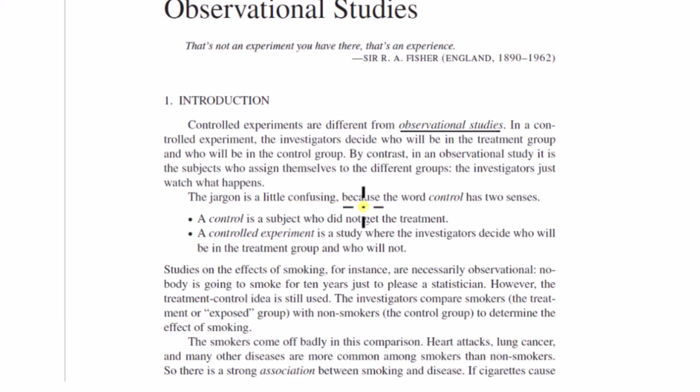The jargon is a little confusing because the word control has two senses. A control is a subject who did not get the treatment, right? A controlled experiment is a study where the investigators decide who will be in the treatment group and who will not. And if you remember, part of what makes a perfect controlled experiment is that it's randomized controlled. Randomized controlled meaning that an impartial chance procedure is used to assign subjects to the treatment or control group, kind of like a flip of a coin. You flip a coin to see who goes into the treatment group and who goes into the control group. You're picking from a carefully chosen, random population.